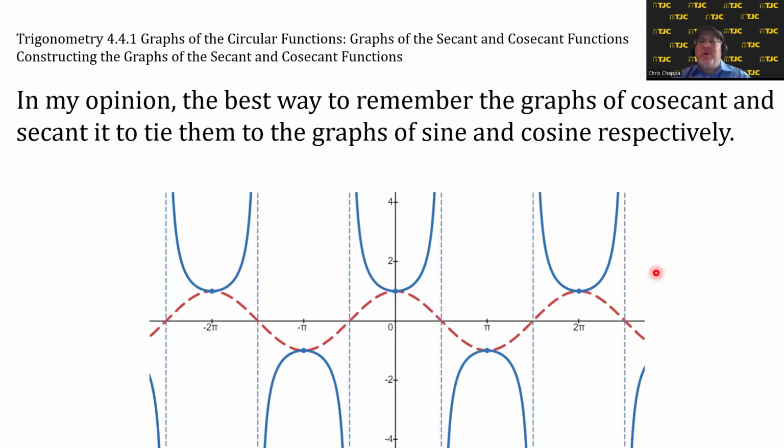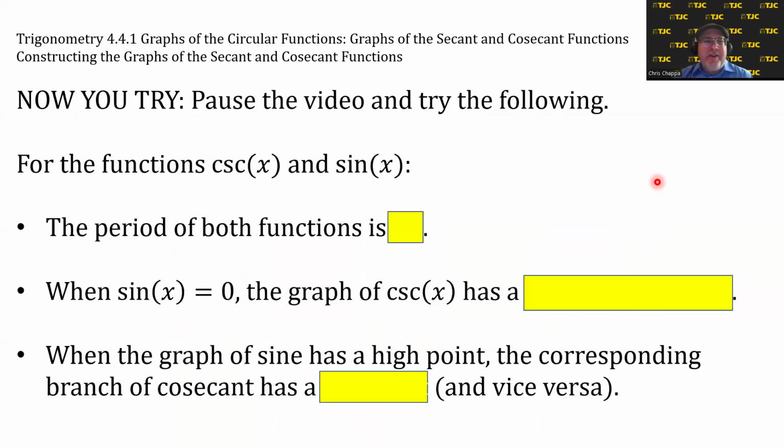In my opinion, the best way to remember the graphs of cosecant and secant is to tie them to the graphs of sine and cosine respectively. X-intercepts become asymptotes. High points on sine become low points on cosecant. Low points on sine become high points on cosecant. Basically, each branch gets reciprocated, gets flipped upside down. Not really, but visually it looks that way.